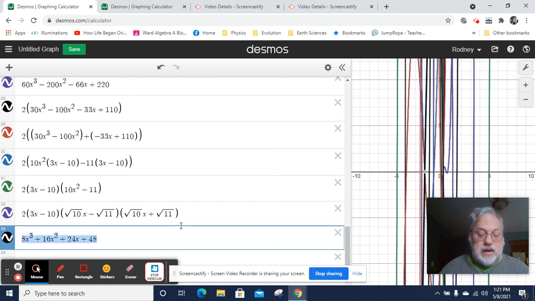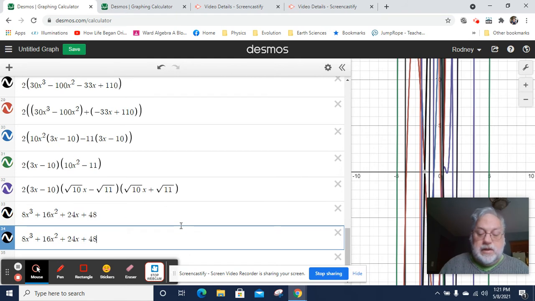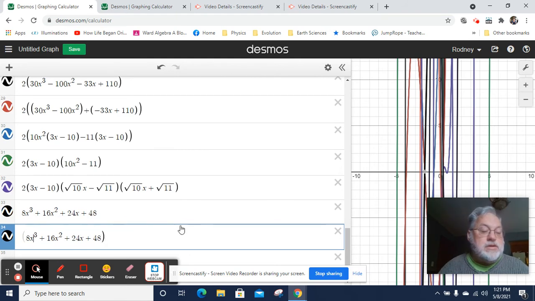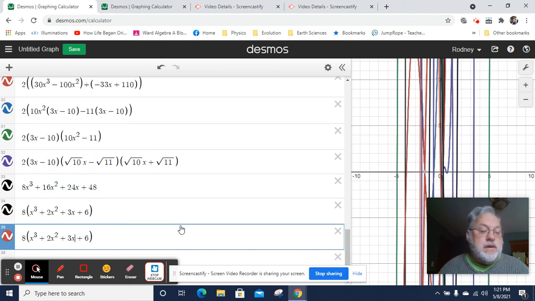So I'm going to copy it. I'm going to factor out the largest thing I can factor out of everything, and that appears to be an 8. I can get an 8 out of all parts of that. So that becomes just x cubed. That becomes 2x squared. That becomes 3x. And that becomes 6. And now I will see if I can factor by grouping.